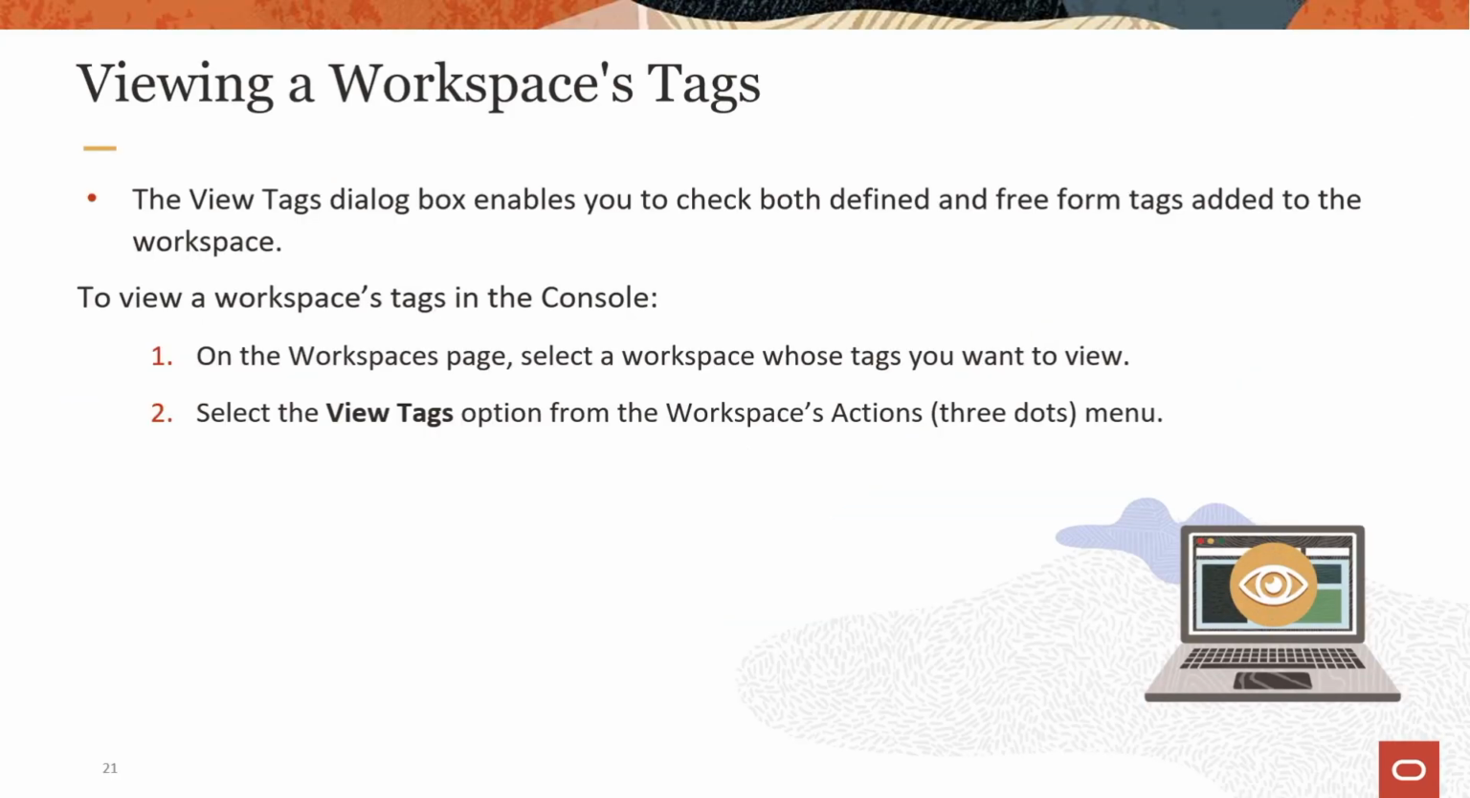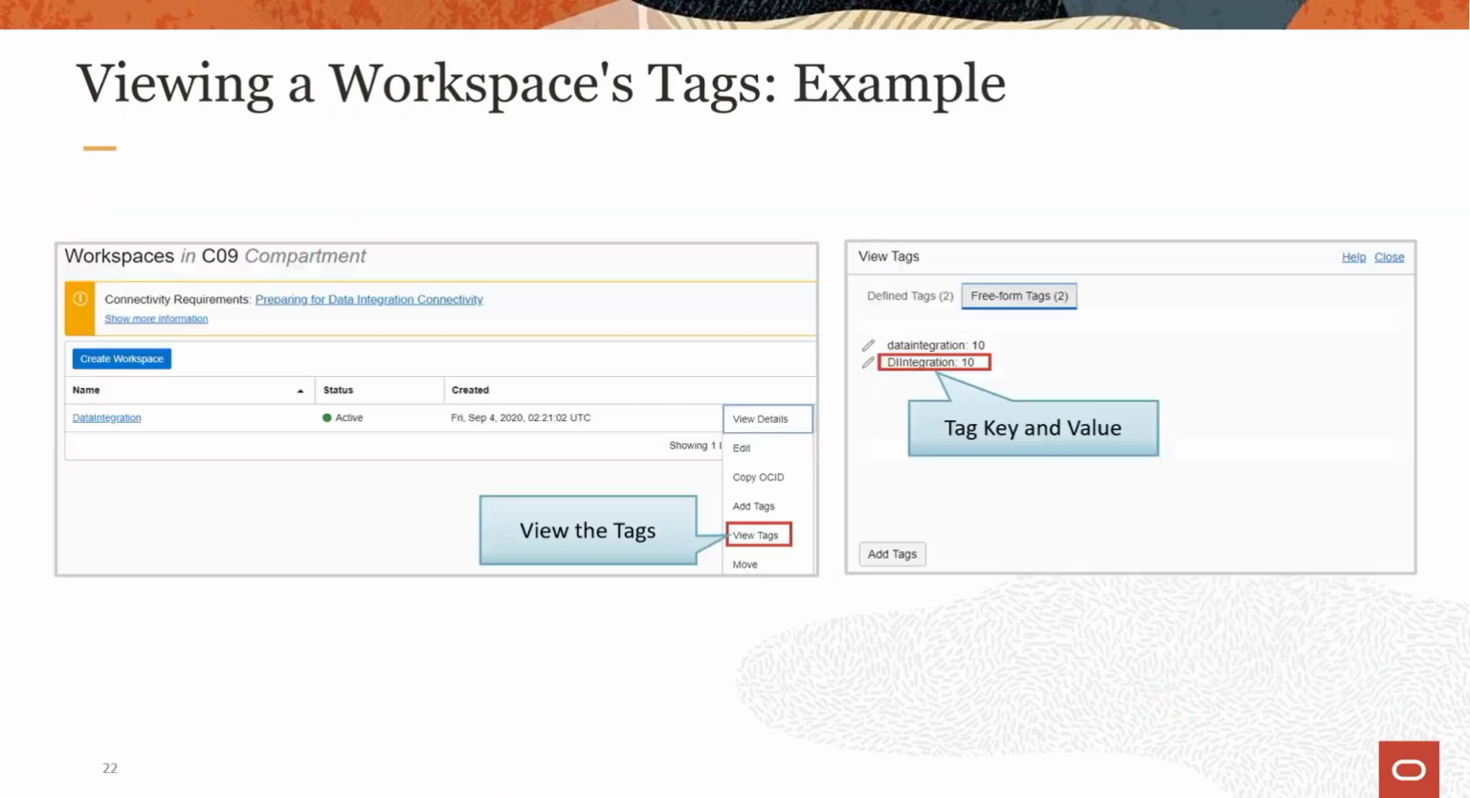The View Tags dialog box enables you to check both defined and free-form tags added to the workspace. If you wish to view a workspace tags in the console, go to the Workspaces page and select a workspace whose tags you want to view. Select the View Tags option from the Workspace Actions, that is three dots menu. As you see in this screenshot, select the View Tags option and view the associated tag key and value.